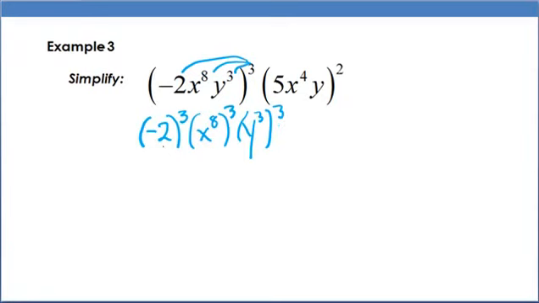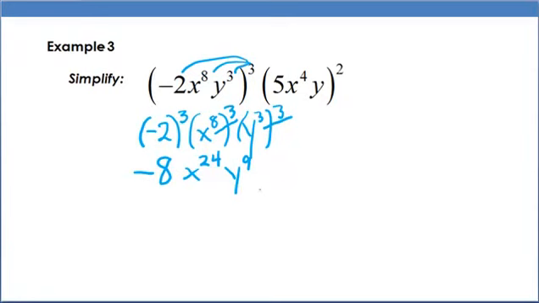Now let's work those out. Remember, the negative goes to the power, so negative 2 times negative 2 times negative 2 will give you a negative 8 because you have an odd number of negatives. For your variable, a power to a power, keep the base and multiply on the exponents. So 8 times 3 is 24. For the y, also keep the base and multiply on the exponents. 3 times 3 is 9.